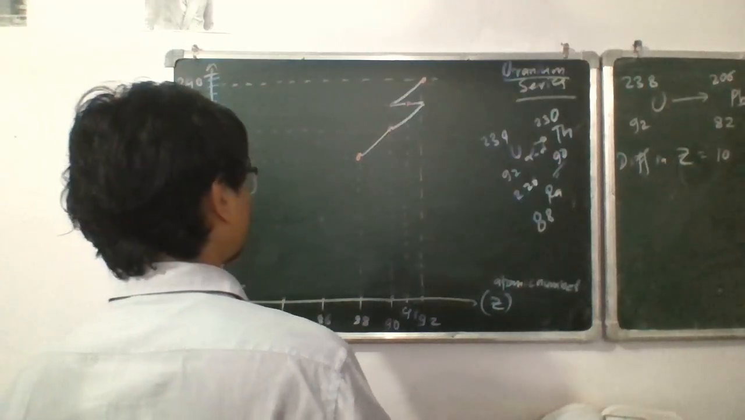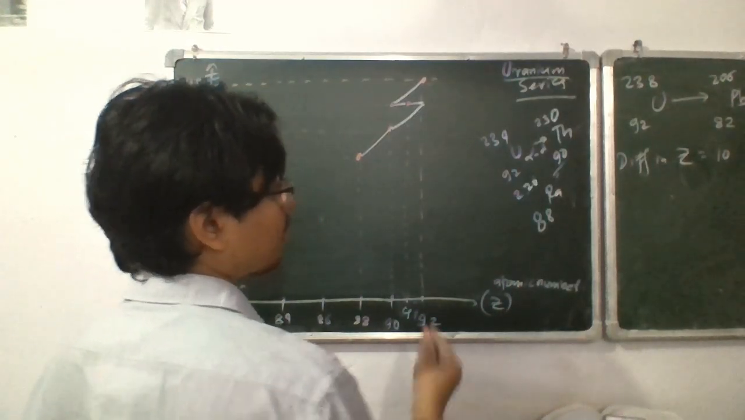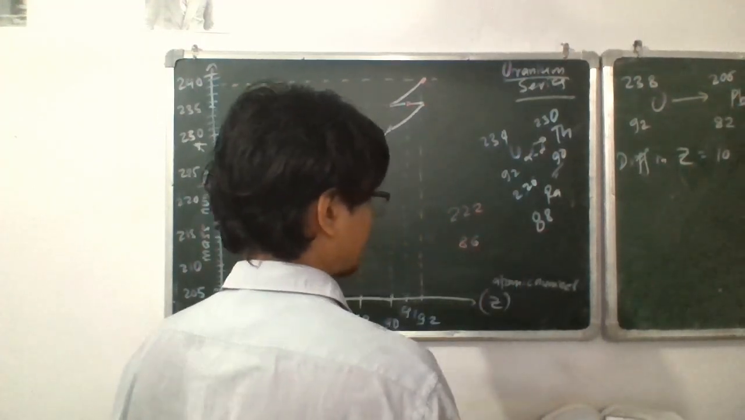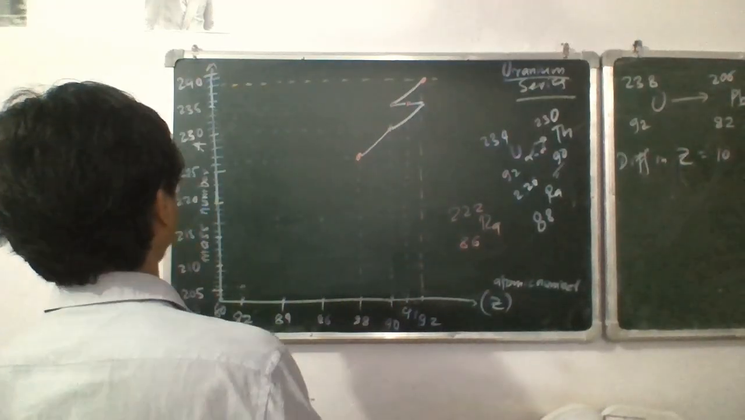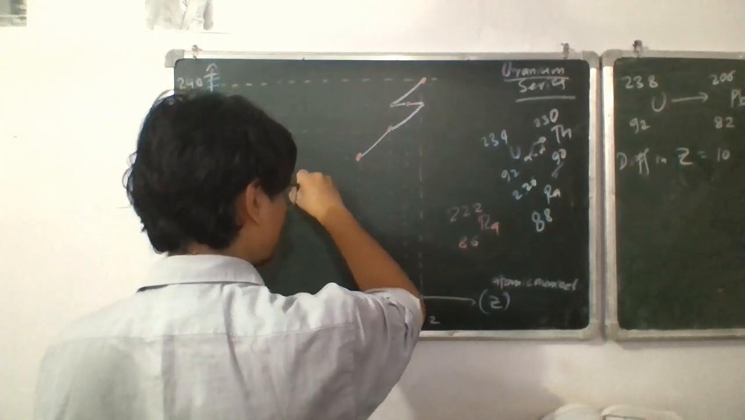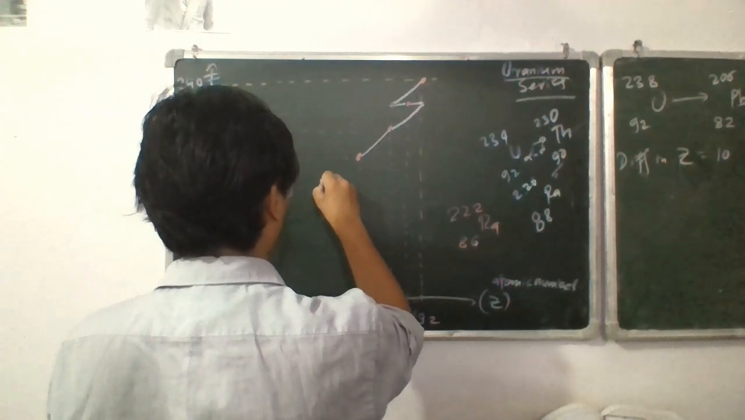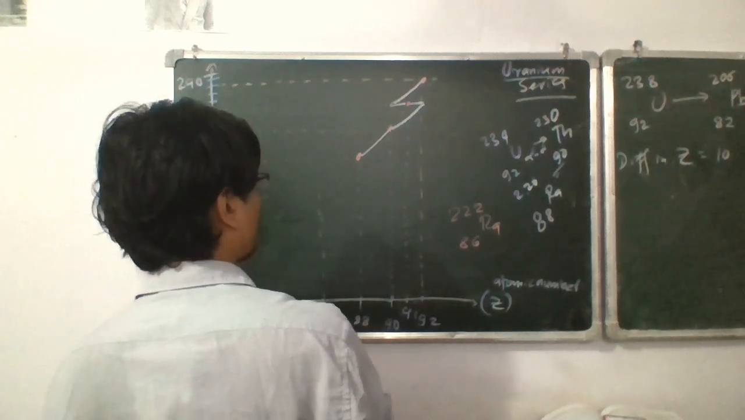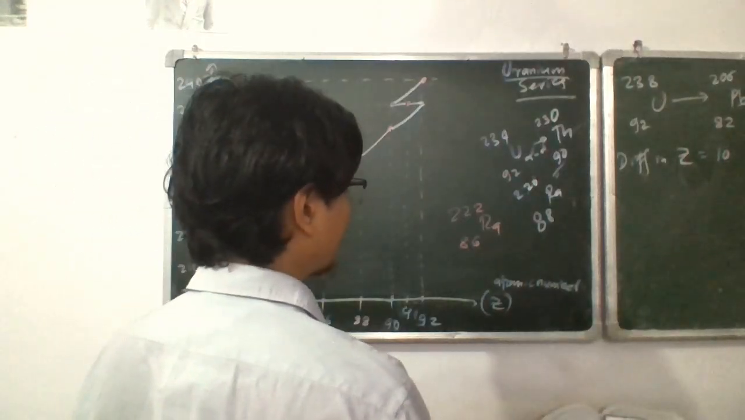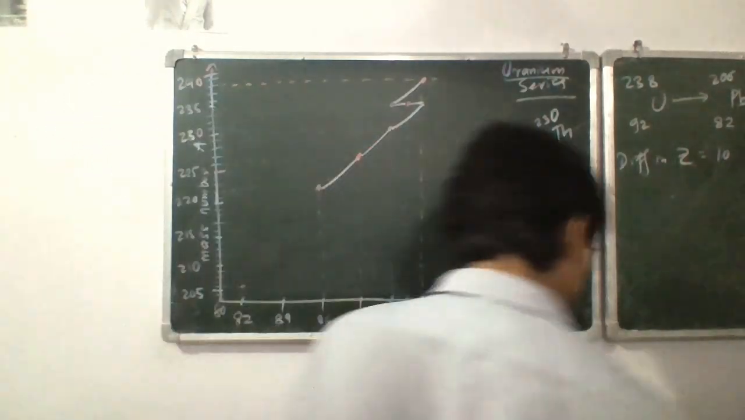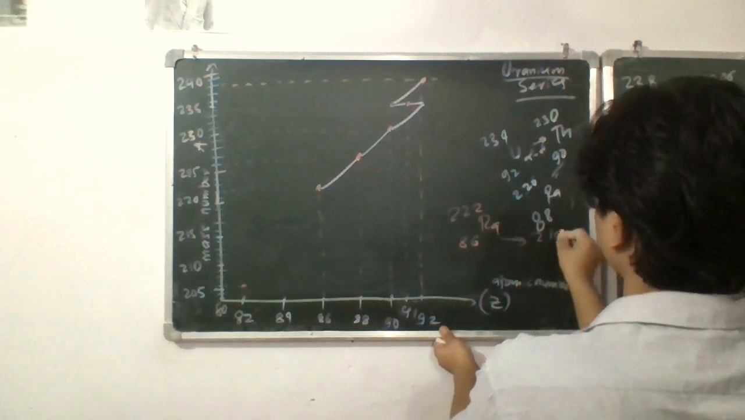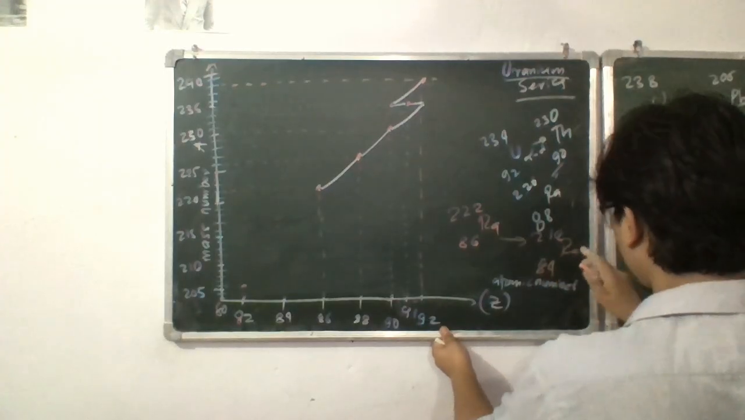After that, it would again do an alpha decay. After that alpha decay, it would be 86. So 222 is this. This is 222 and 86. We would get a value here. So we would get a line here, and after that again, it would do an alpha decay, which would result in 218, 84.